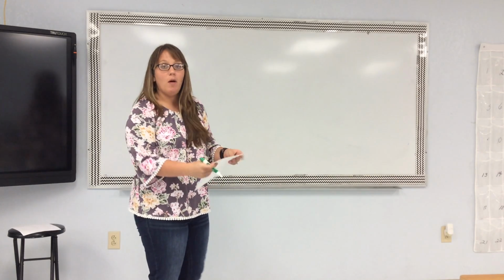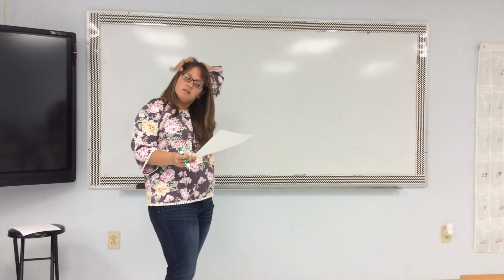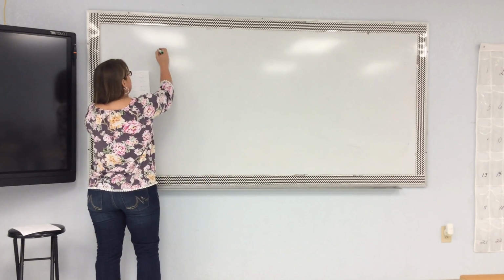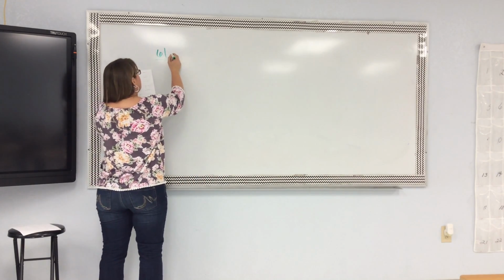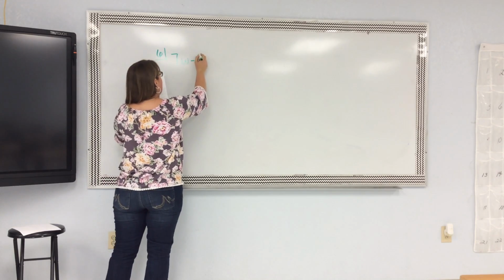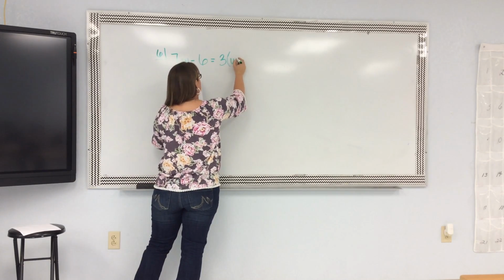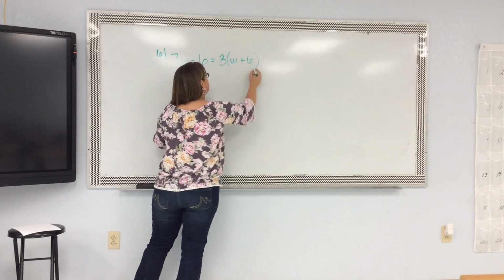So let's do a couple of example problems. In class today, we did numbers 1 through 5. So I'm just going to pick up with number 6. If you're with me on your homework, number 6 says 7w minus 6 equals 3 parentheses w plus 6.